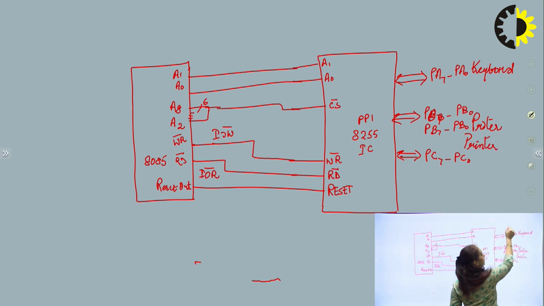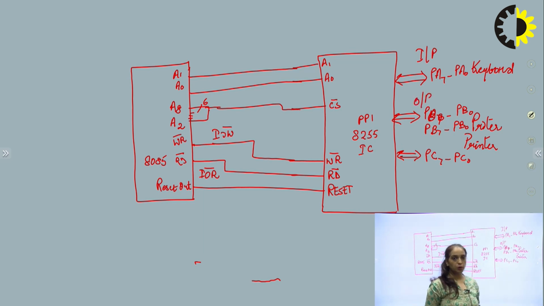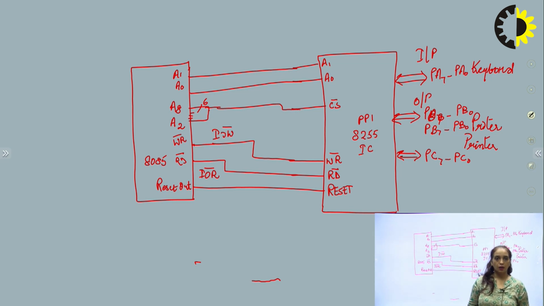So this port will be programmed as an input port. This port will be programmed as an output port. We are going to program that in IO mode, input output mode. This way, if you are using an 8086 processor, then the pins of the 8086 processor will be connected to the respective pins of your 8255 IC. So this is all about the 8255 programmable peripheral interface IC, and how we are going to interface your microprocessor with this IC. Thank you so much.